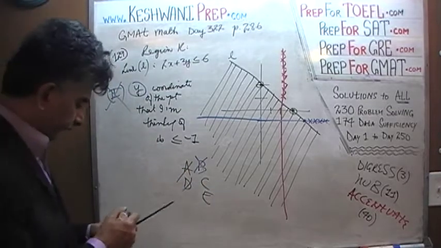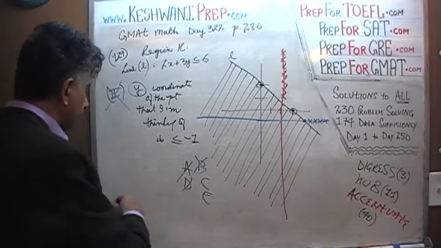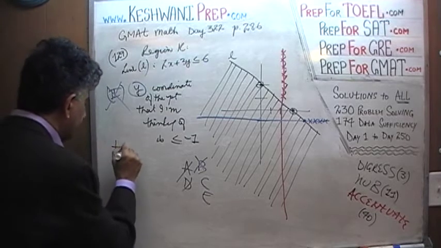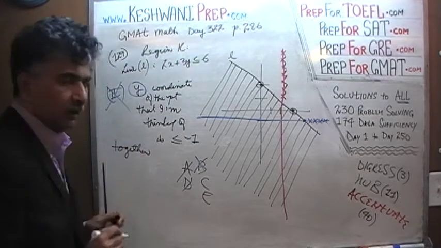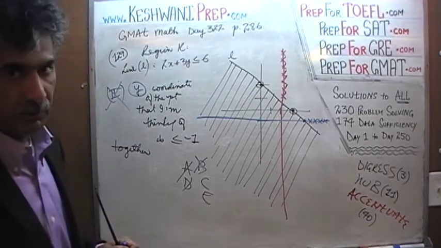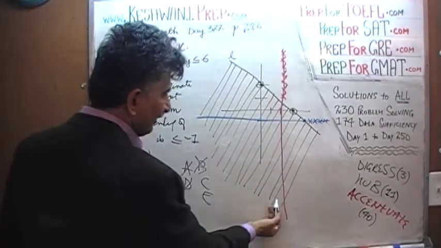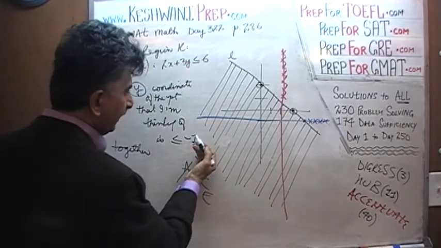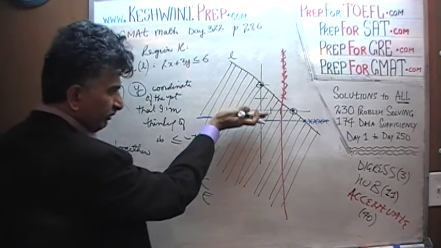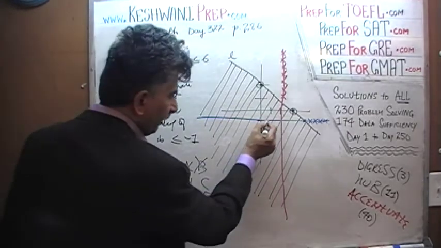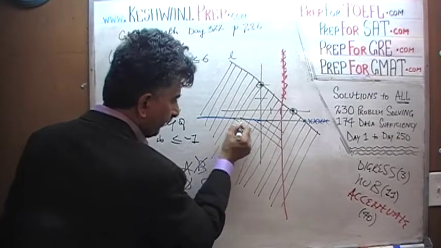Let's put them together. When we put the two statements together, now we are talking. Because when we put them together, the first statement tells us that the x coordinate has to be less than 2, which pulls us to this side. The second statement tells us that the y coordinate has to be less than -1, which pulls us to this side. So now we're looking at this area right here.